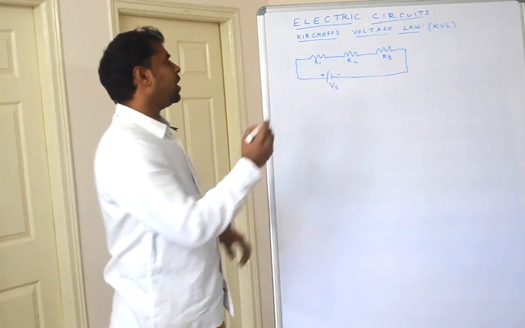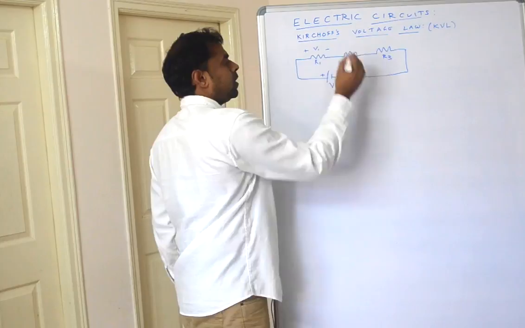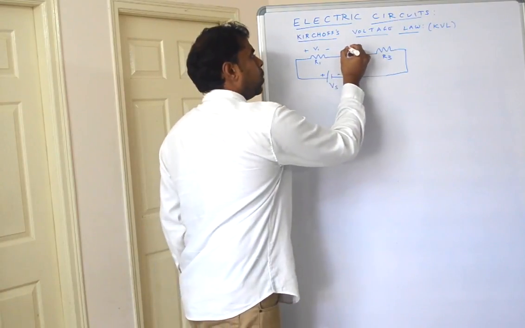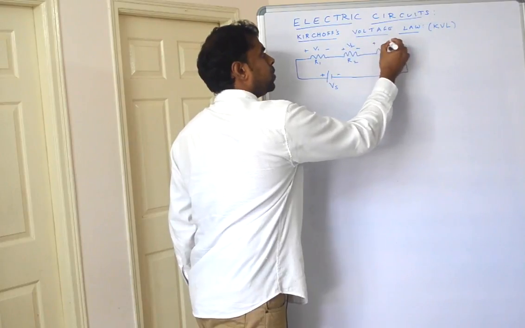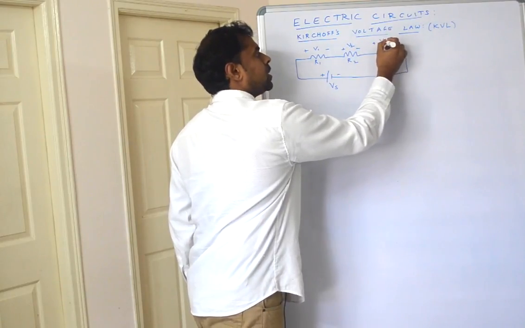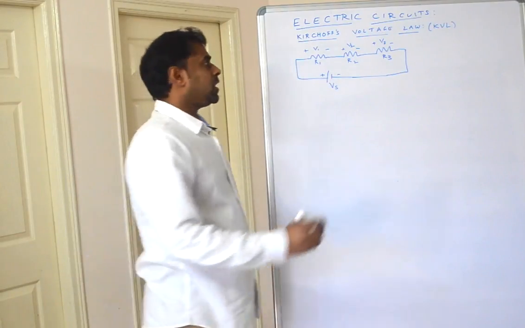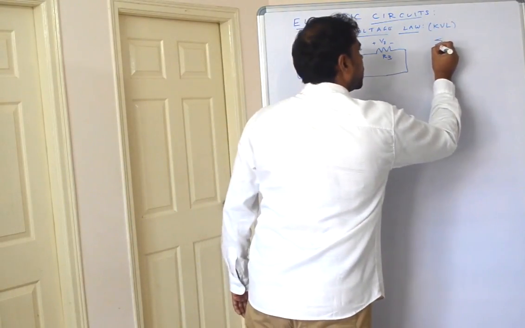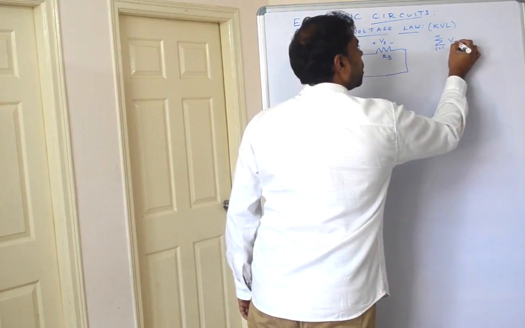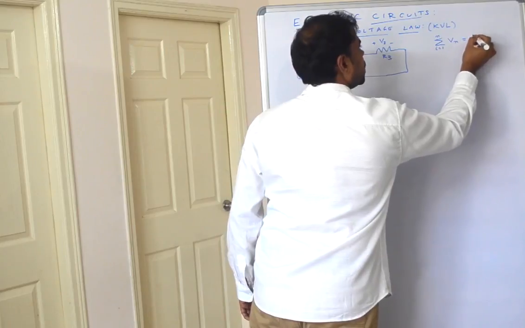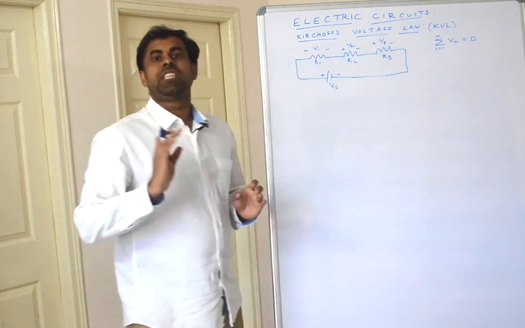First resistance is R1. Let us assume the voltage across this is V1. Next resistance R2, the voltage is V2. Next resistance R3, voltage is V3. What Kirchhoff's voltage law says is the algebraic sum of voltages in a closed path is 0. Okay, algebraic sum means with sign.